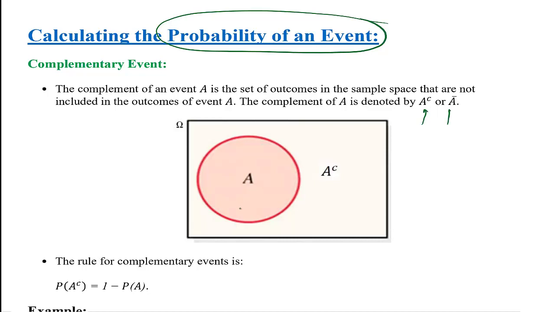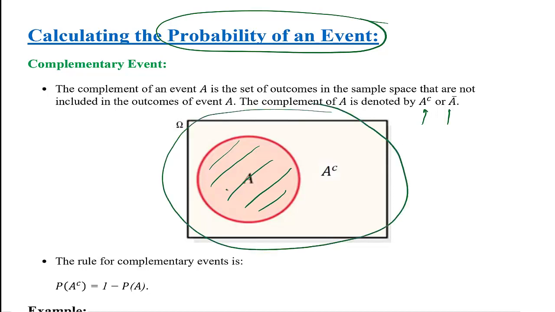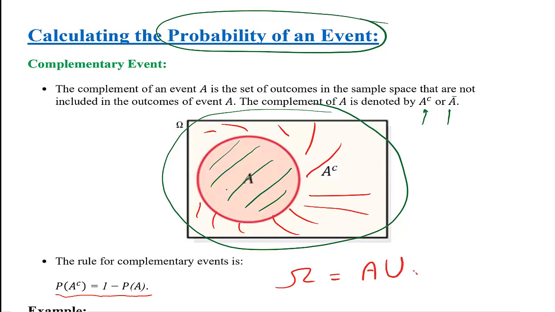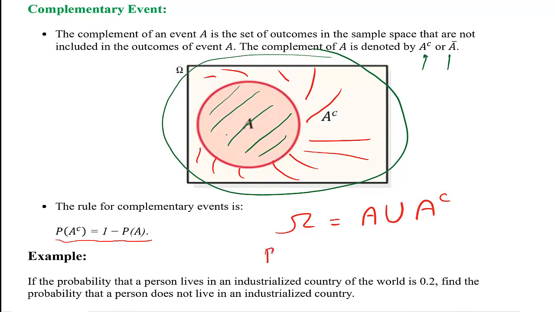So the complement of an event A, let's say that we have this event A. The complement of A is the set of outcomes in the sample space that are not included in A. That means only this part. This is A complement. Now the rule for the complementary event is probability of A complement equals 1 minus probability of A. Why? Because omega is just A union A complement. So probability of omega equals probability of A plus probability of A complement. I use plus here because A and A complement are disjoint events. There is no intersection between A and A complement.